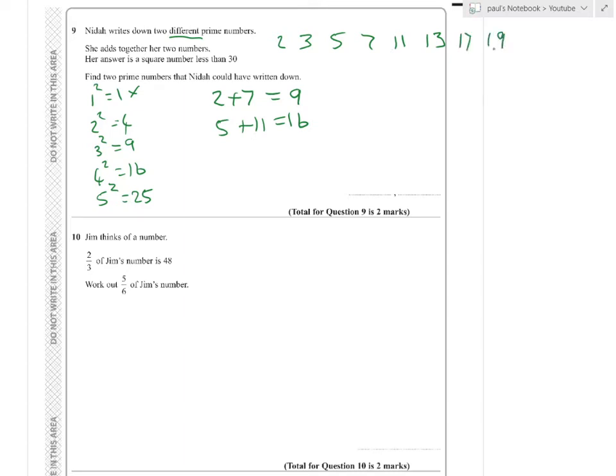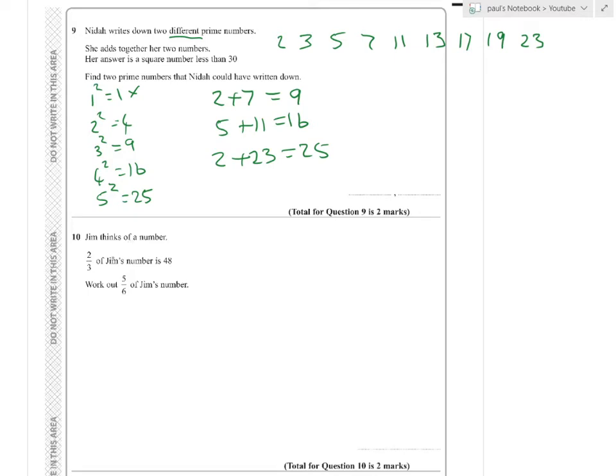17, 19. 19 and 2 make 21. 19 and 5 don't make 25, do they? 17 and 7, 24. Anyway, it could be. I suppose we could carry on, couldn't we? 23. 23 and 2 make 25, so I'll do that. 2 plus 23. Anyway, lots of different ways of doing that.